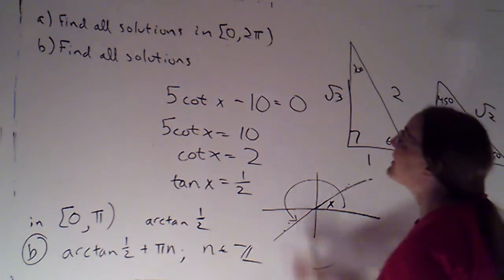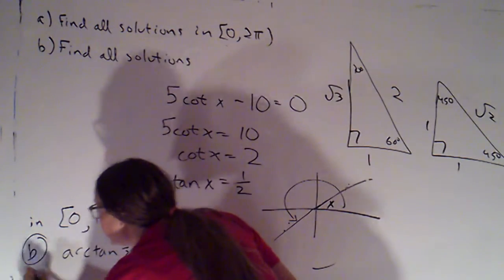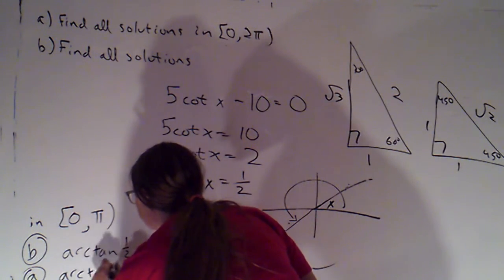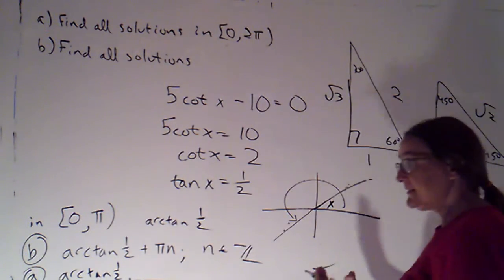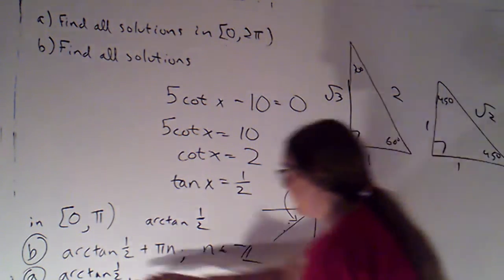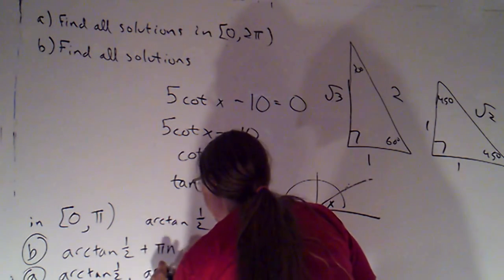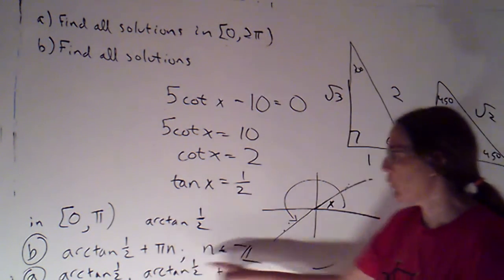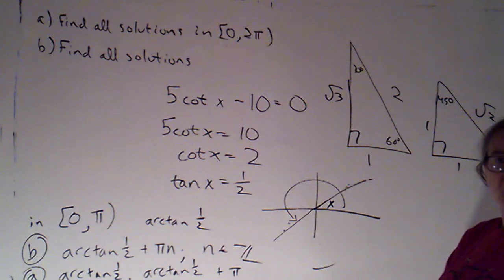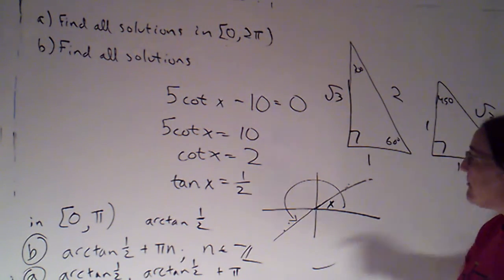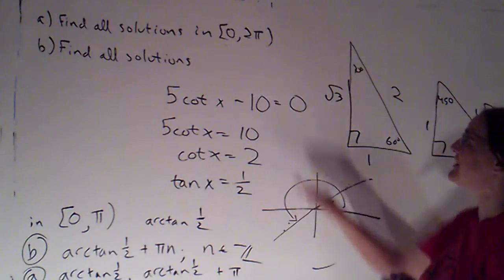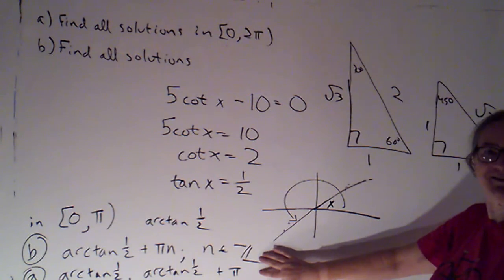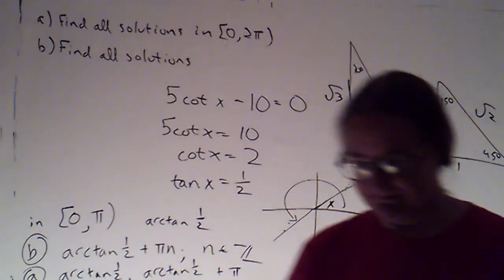For part A, solutions between 0 and 2 pi, this was our first one. If I add pi once, I'm going to get this solution in quadrant 3. So that would be arctan of 1/2 plus pi. Doesn't matter what order you write the addition in, pi plus arctan of 1/2 would be fine. Okay. But I don't want to add pi a second time because then I would have rotated past 2 pi. So here are my answers. I just answered part B first this time.